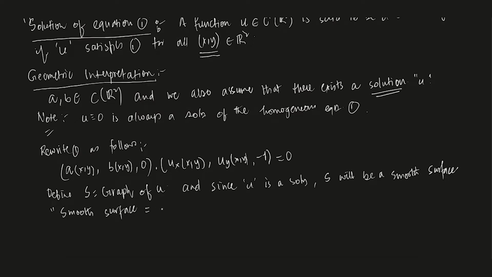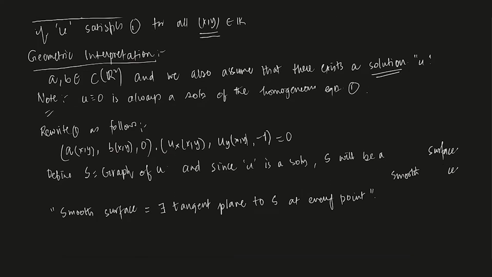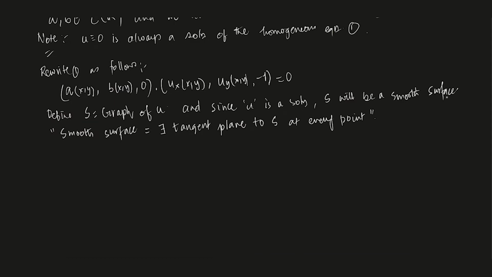By smooth surface I mean that there exists a tangent plane to S at every point. So every point admits a tangent plane, right? So that's your smooth surface. Of course, whenever I am saying smooth surface, I am assuming that it is in R3.